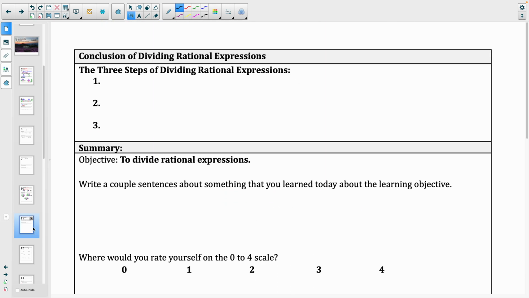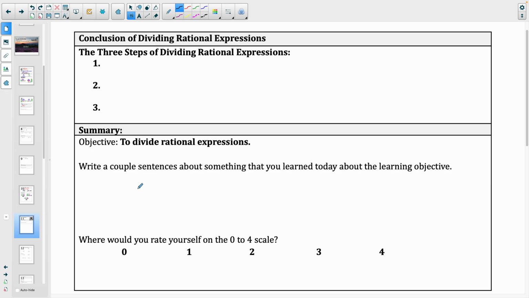So let's go ahead and look at our 3 steps that we talked about of dividing rational expressions. So step number 1 was to rewrite as multiplication. Okay, which I use those words keep, switch, flip. Okay, that's a good little reminder for you, just a simple way to remember it.